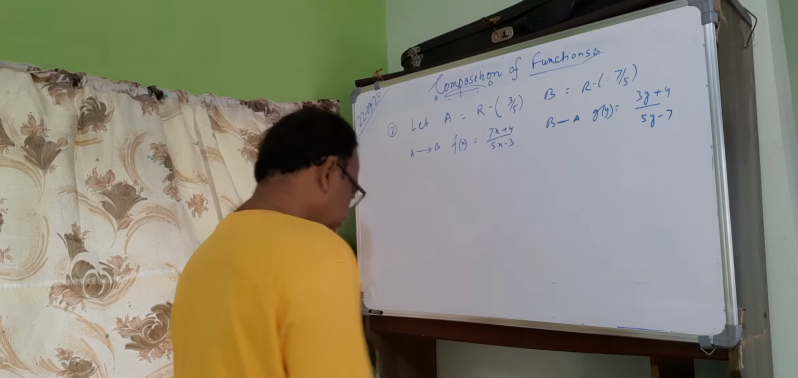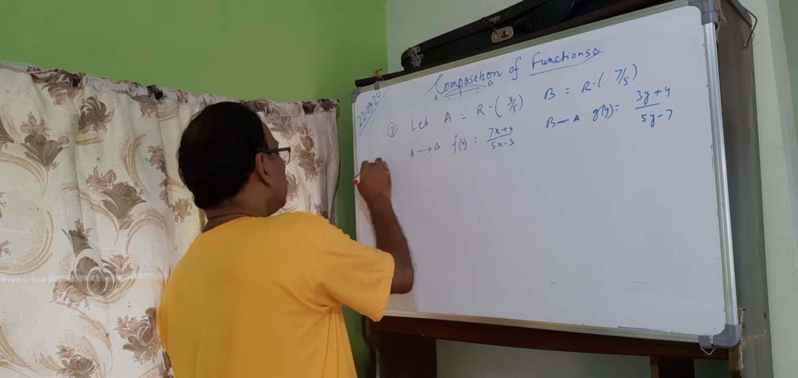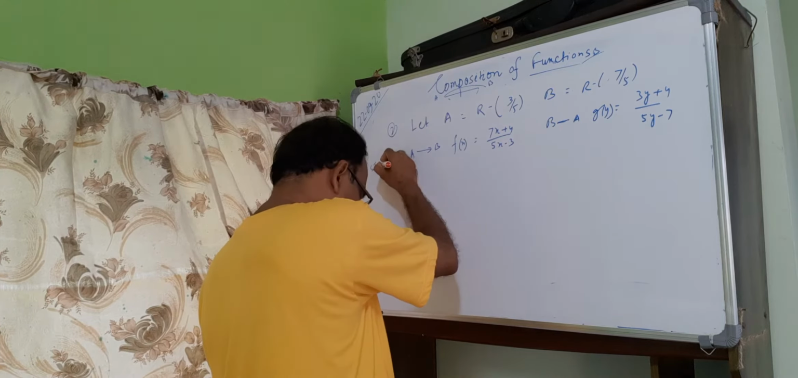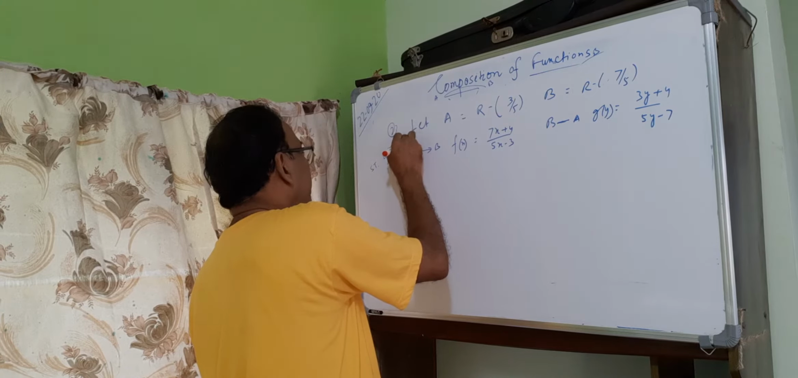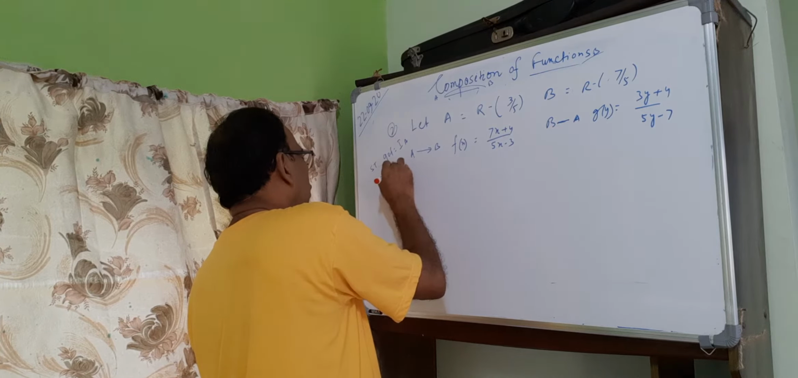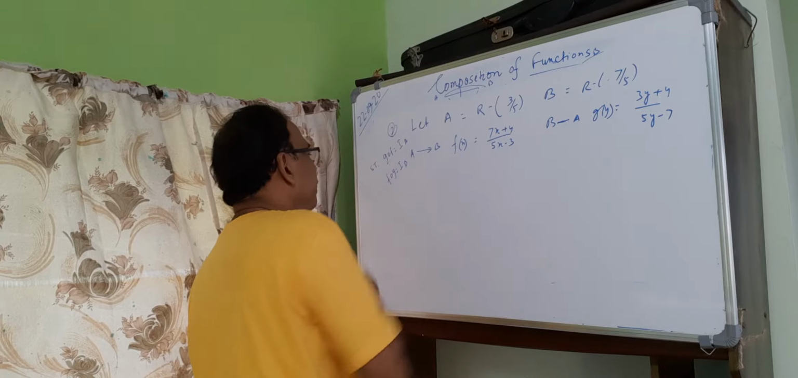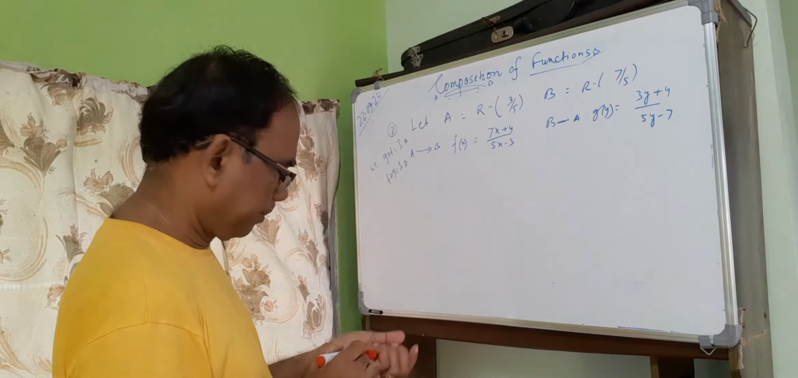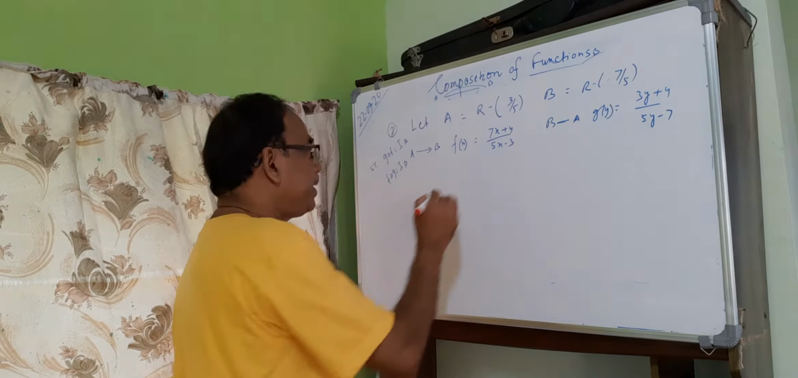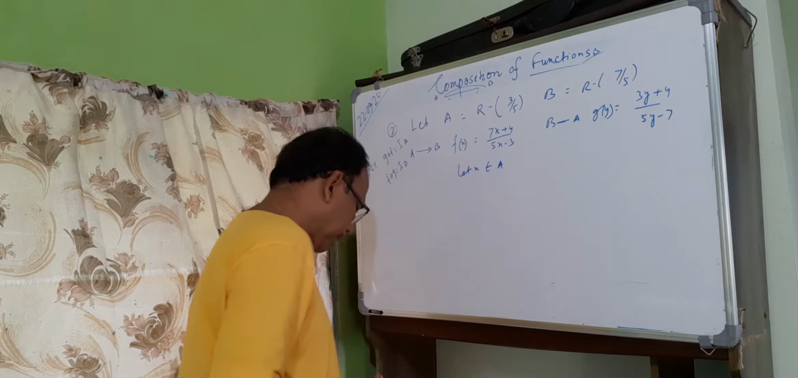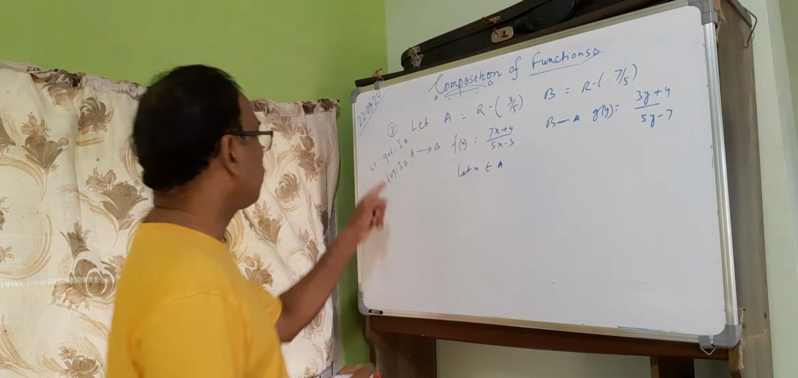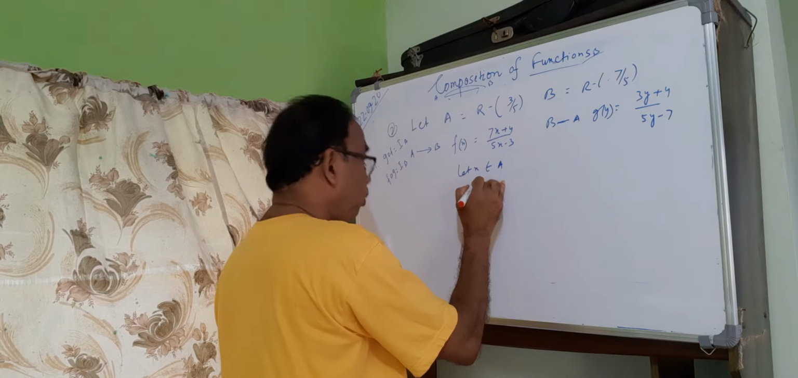We have to show that gof equals I_A and fog equals I_B, where I is the identity. Now let x be any element, let x belong to A. We have to find gof.